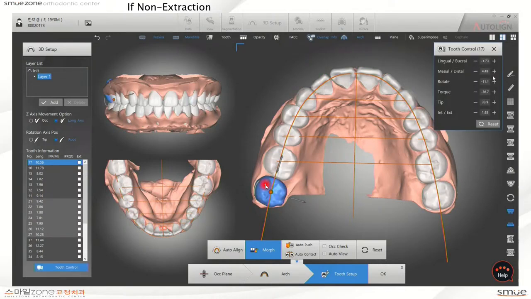It gives us about 4.49 millimeters, 4.5 millimeters, almost 5 millimeters.